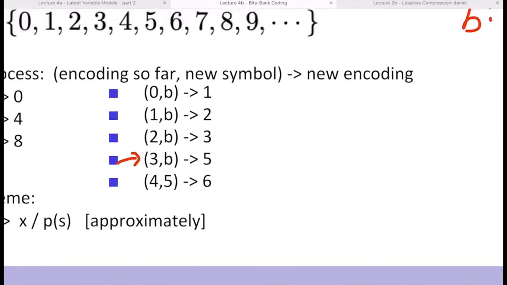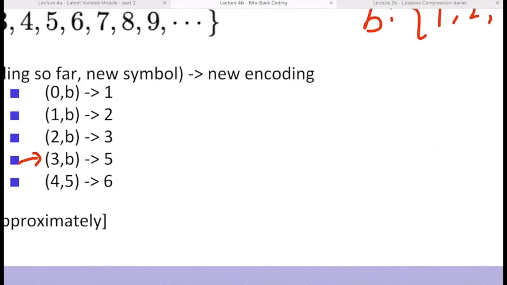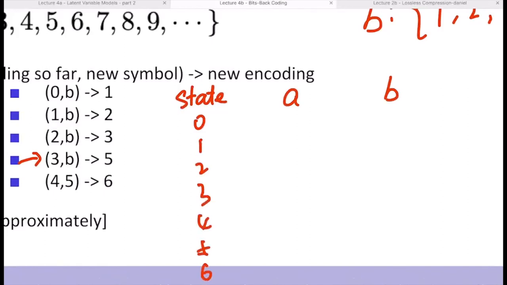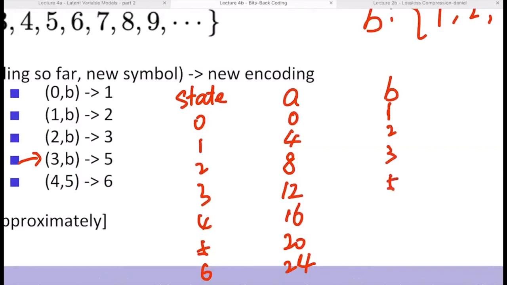So I think it would be easier if I try to rearrange the numbers by state. So maybe we have from 0 to 6. So for the A, because all the numbers are divisible by 4. And for B, we are having the rest of the numbers: 1, 2, 3, 5, 6, 7, and 8 belongs to A. And so we are having 9 here.